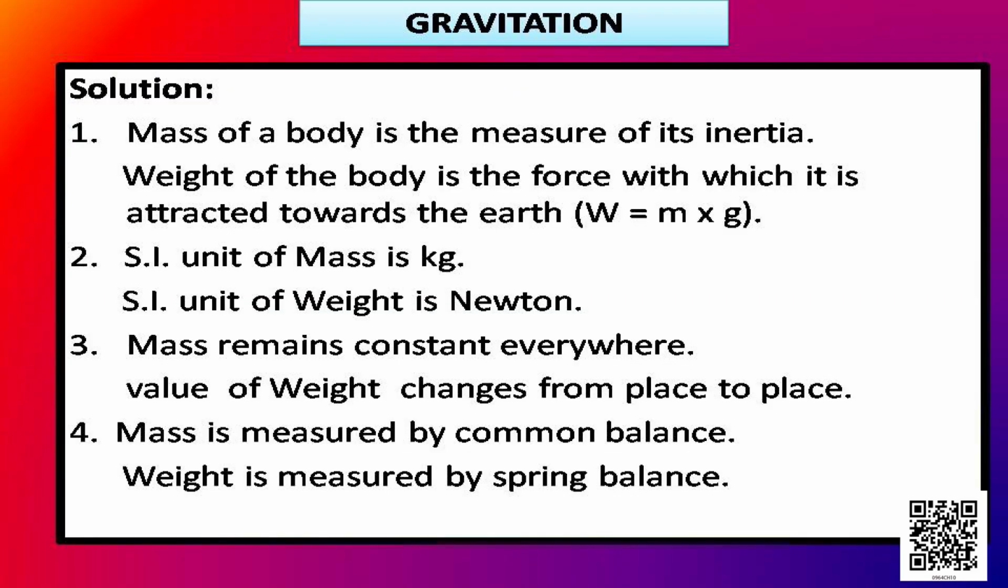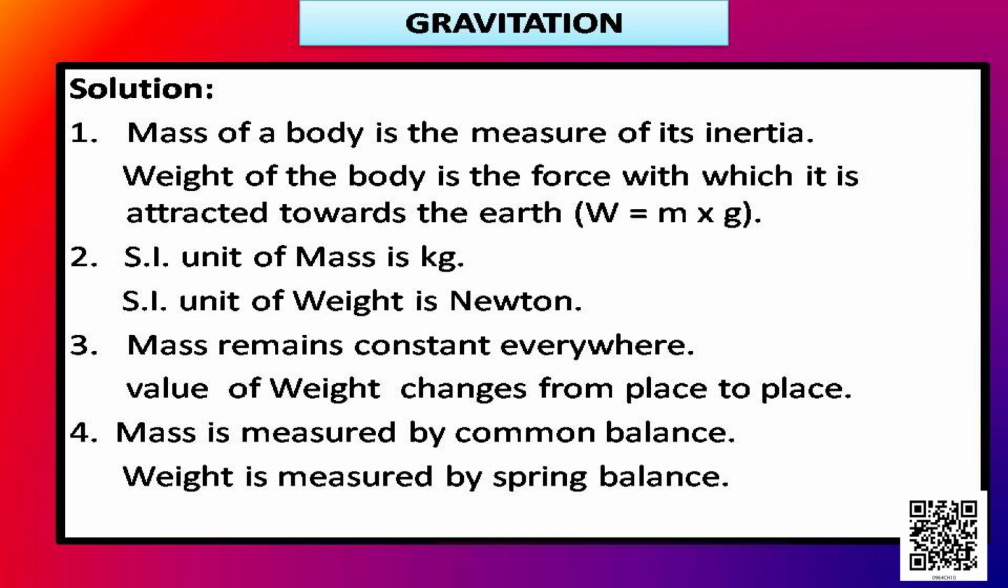Okay? So, what is mass? Mass of a body is the measure of its inertia. But what is weight? Weight of the body is the force with which it is attracted towards the earth. That is why W is equal to mass into acceleration due to gravity. Second point, SI unit of mass is kilogram and that of weight is Newton.